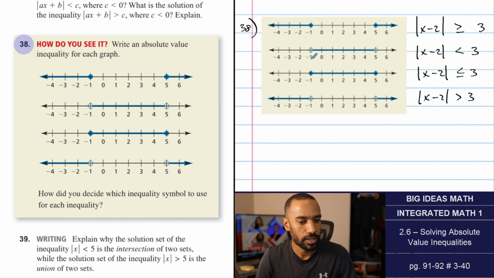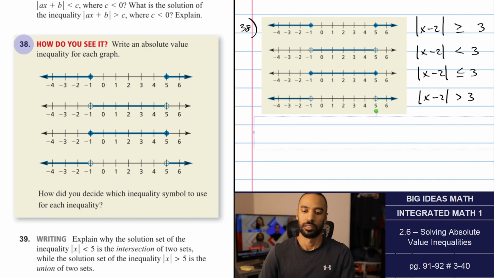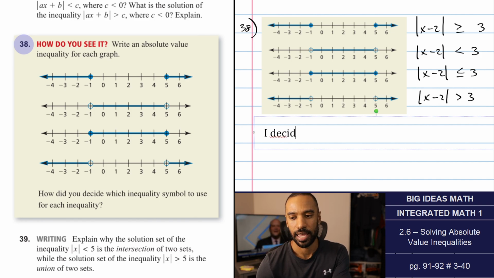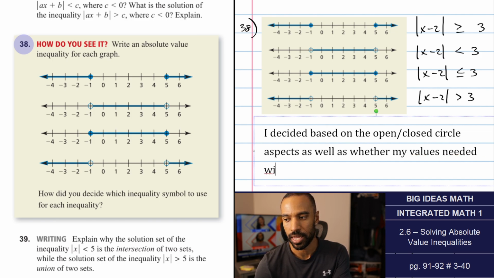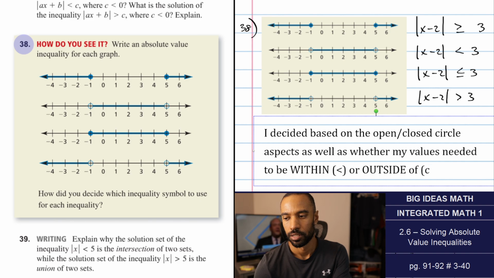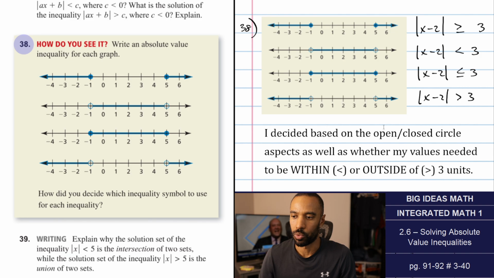How do you decide which inequality symbol to use for each inequality? I decided based on the open closed circle aspects, as well as whether my values needed to be within or outside of 3 units. Now, whether it was equal to or not was going to be the open versus closed circle part.